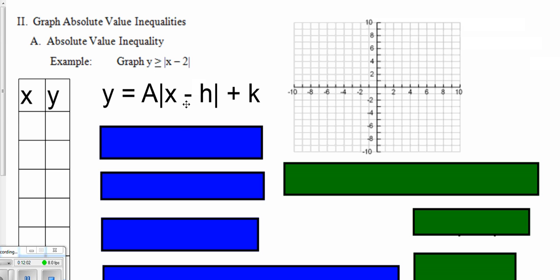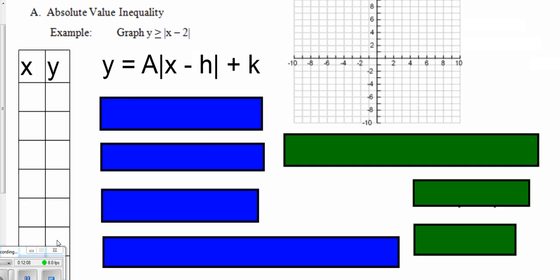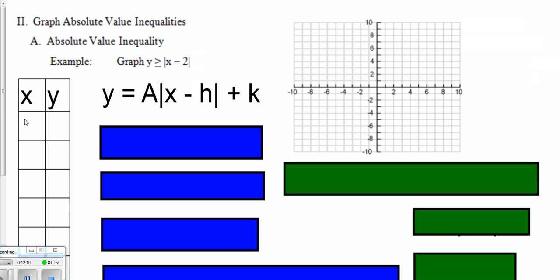If it's not, or if you don't like using this form, you can always use a table, an x and a y table, and plug in enough points for your x and then solve for y until you see a pattern. Once you've seen that pattern, then you can just plot out your absolute value from the table. When I show it to you now, I'm going to use this. When you have it as y equals a times the absolute value of x minus h, then all of that plus k, remember, each of these pieces tells us something.